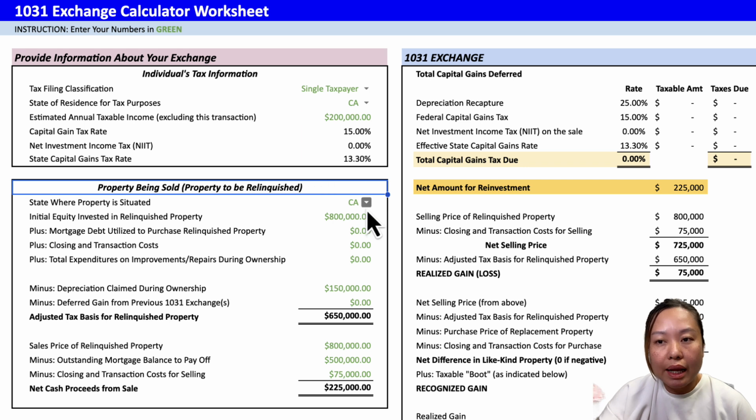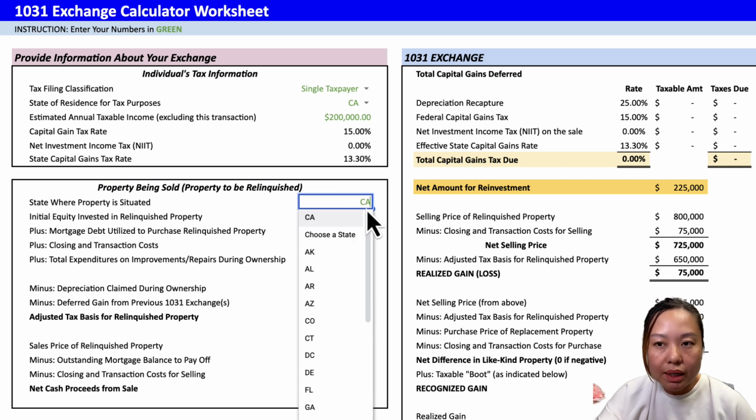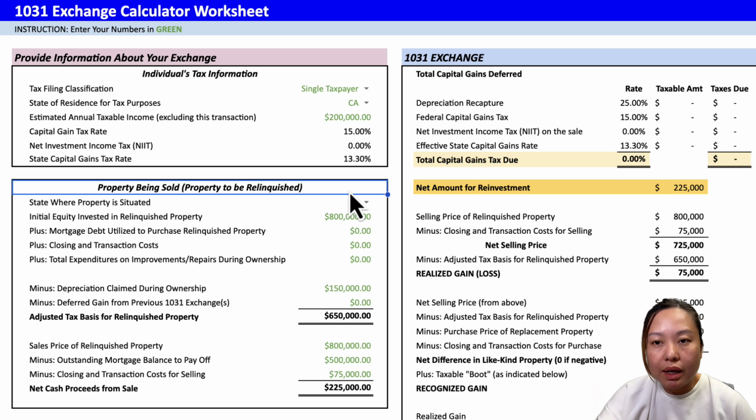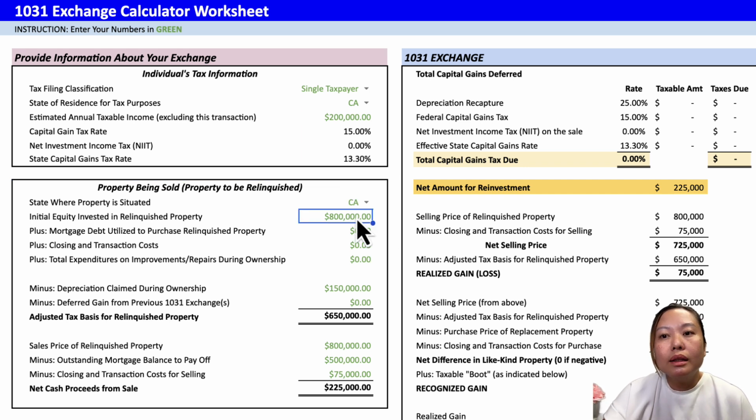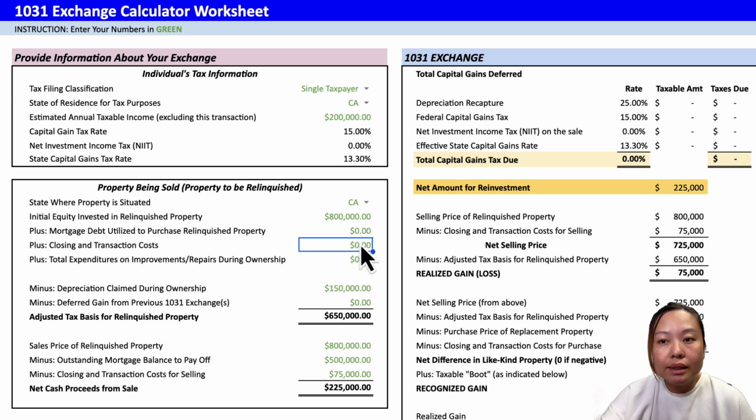Okay, and then this part is about the property that you want to sell. You want to choose the state of the property that you want to sell. In this case, it happened to be California. But in your case, you may live in one state, and if you invest out of state, you want to choose the state the property is in. And then the next thing you want to enter is the initial equity that you invest in this property. So usually that's the price that you pay for it, right? And then you put in the mortgage debt, and then you put in the closing cost to sell the property.